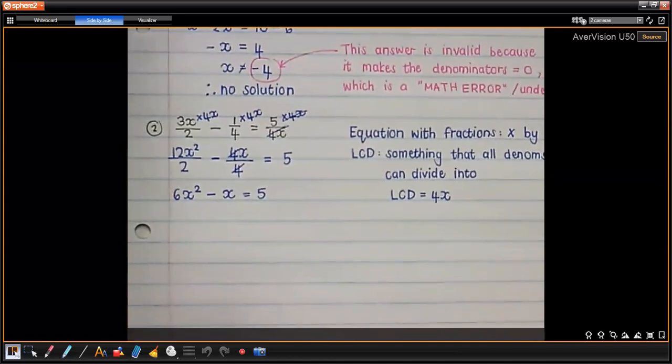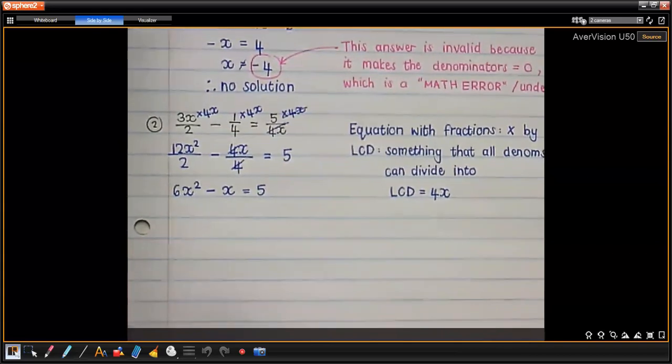So we now notice that we have no fractions. Okay, that's what we want. That's why we multiply each term by the LCD, so that all of the denominators can cancel out.